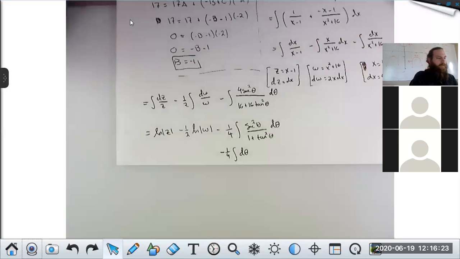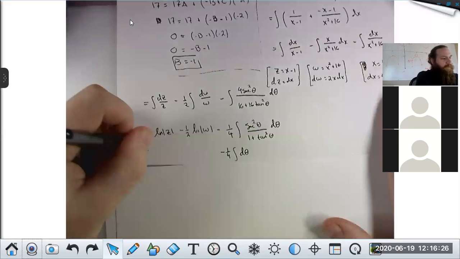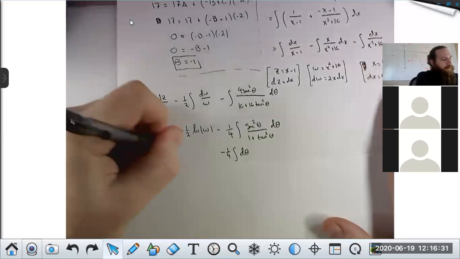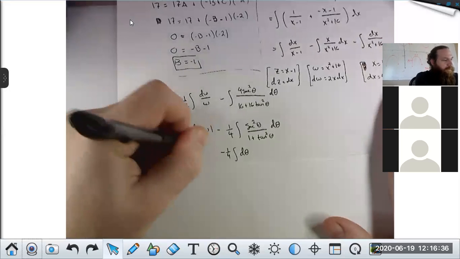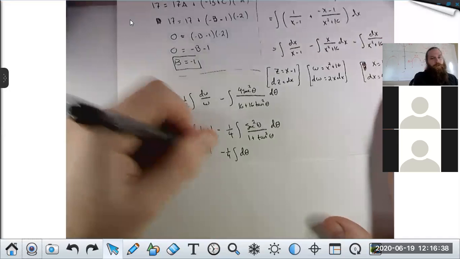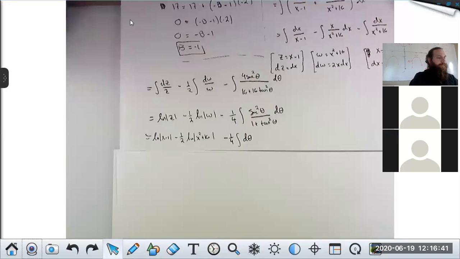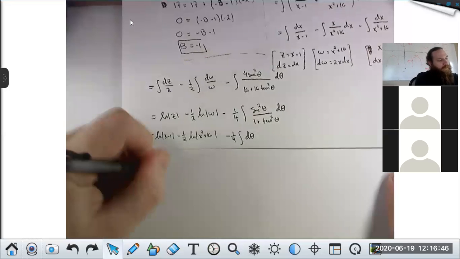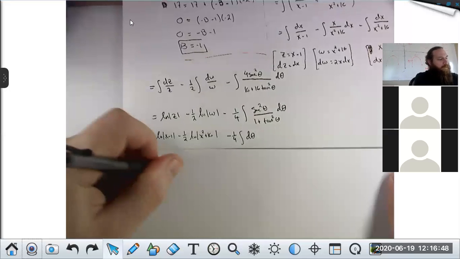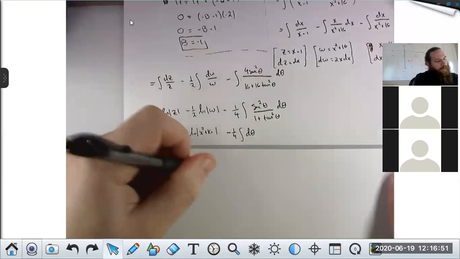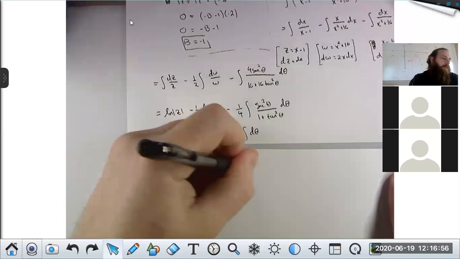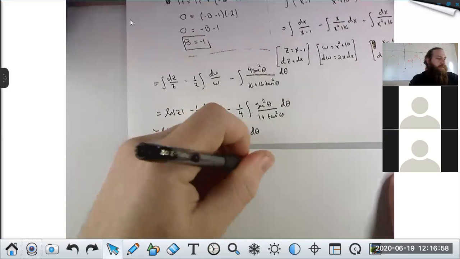Of course, the natural log of z is the natural log of x minus 1, minus 1/2 ln w is ln x squared plus 16. So that's where we're at. And the integral of d theta is theta. So this is ln abs x minus 1 minus 1/2 ln abs x squared plus 16 minus 1/4 theta plus c.